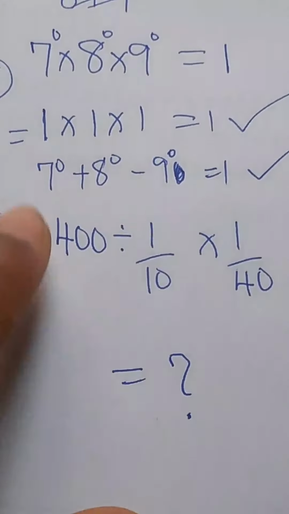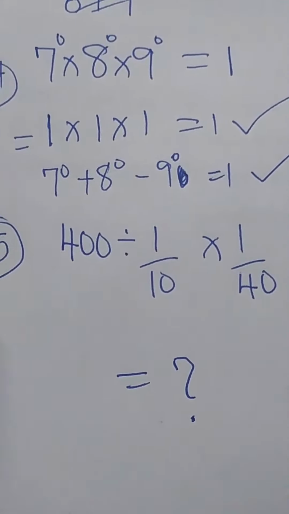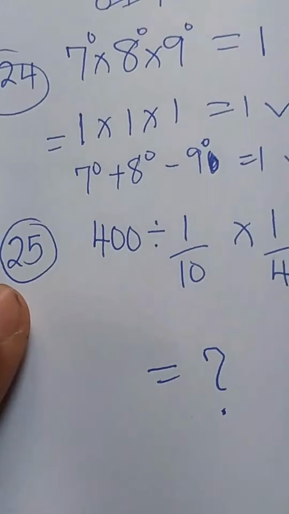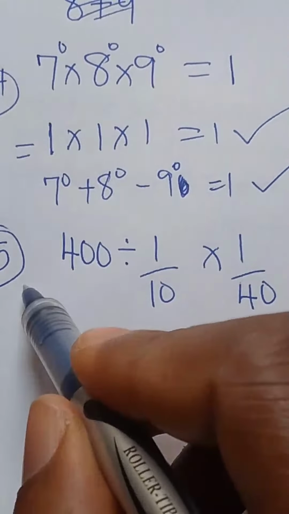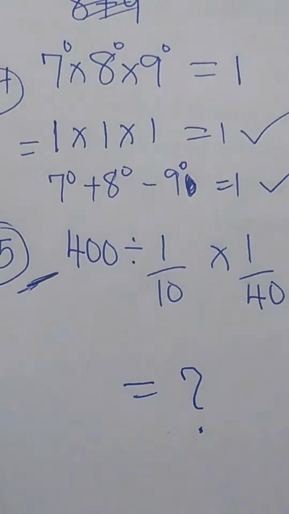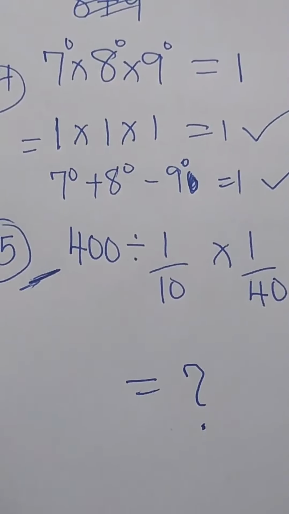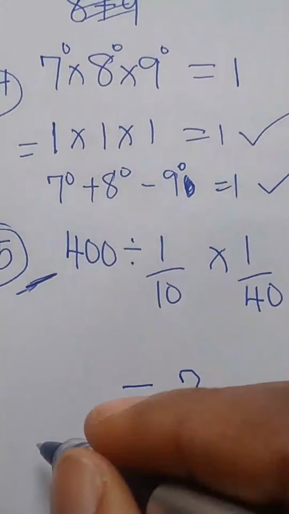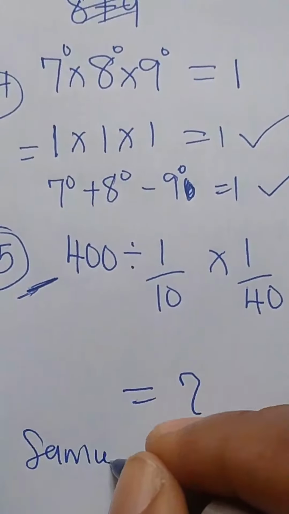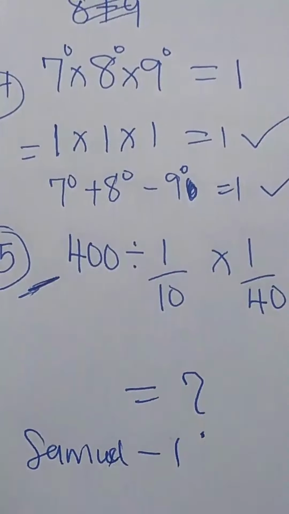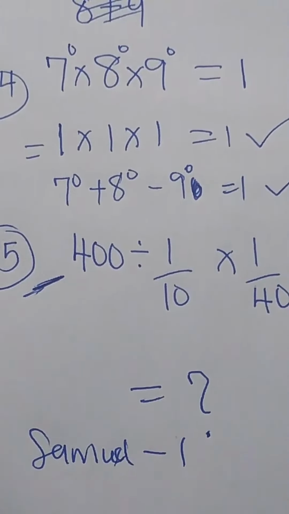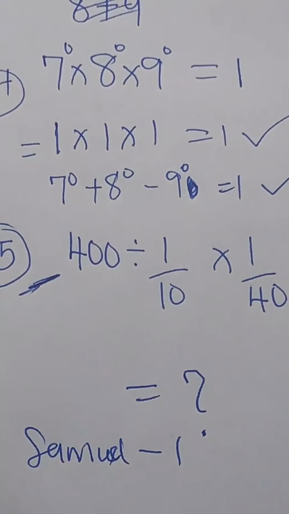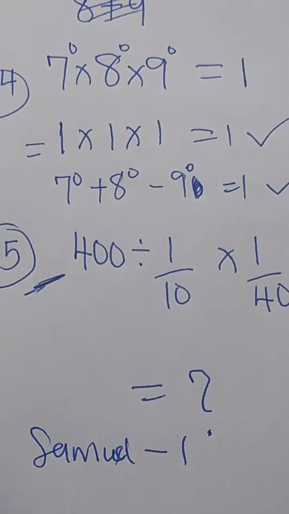So solve this. This is what you are solving here now. Question number 25. This one. Please solve. Let's see. So we have less than 7 minutes to stop. Okay, Samuel, you said 1. Good. So more answers, more answers.